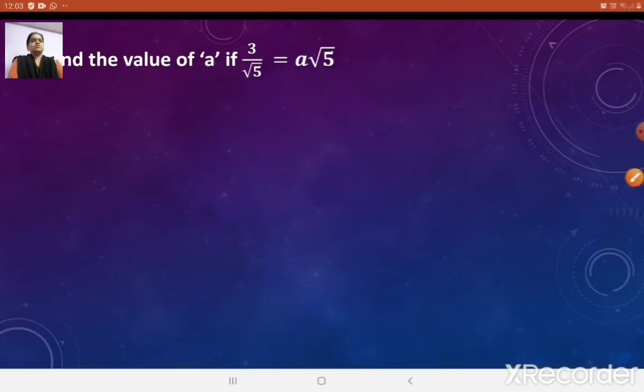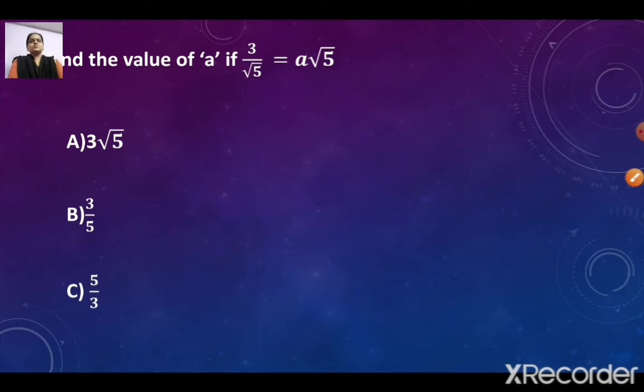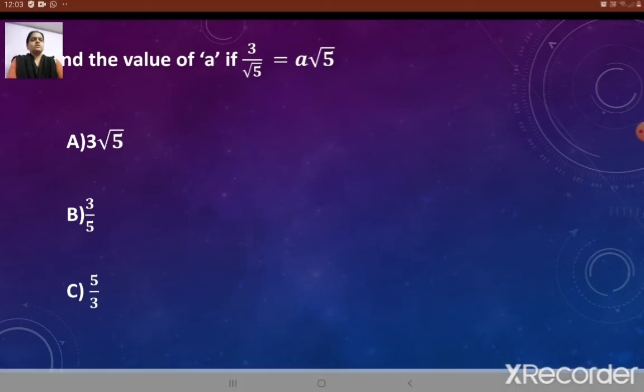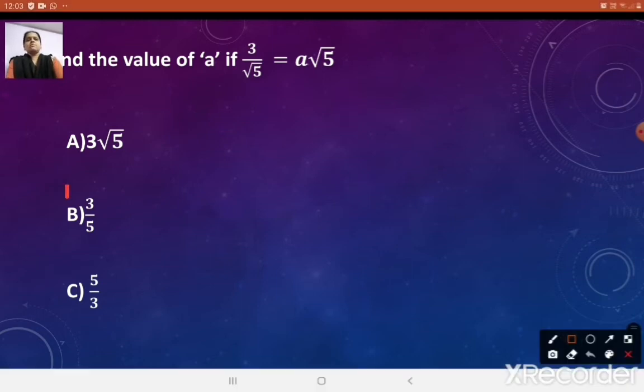Now let us check the options. The options given are 3 root 5, 3 upon 5, 5 by 3. See here, on the right hand side root 5 is already given, so you don't take root 5 as an answer. We will take only the number which is multiplied to root 5. So our option is 3 upon 5.